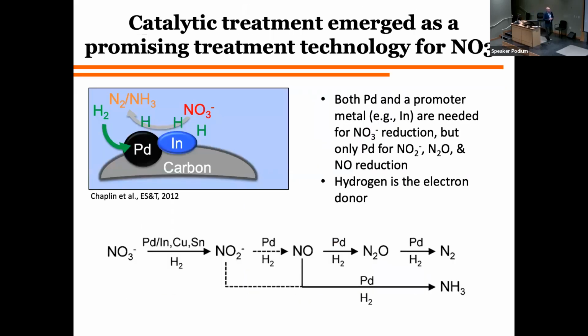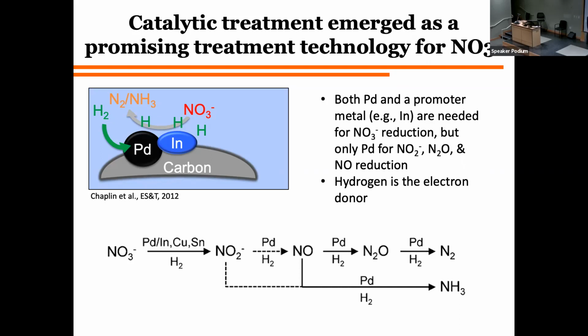So what we've been looking at for quite a while, for me about 15 years, is catalytic treatment of nitrate and other oxyanions. The basic idea behind the catalytic treatment, this is not electrocatalysis. First, I'm going to start with catalysis. Here we have some catalysts. I have palladium and indium here, and I have nitrate. The nitrate requires both of those metals, or palladium and some promoter metal, indium, copper, or tin. That nitrate goes to nitrite, and hydrogen is the electron donor for that.